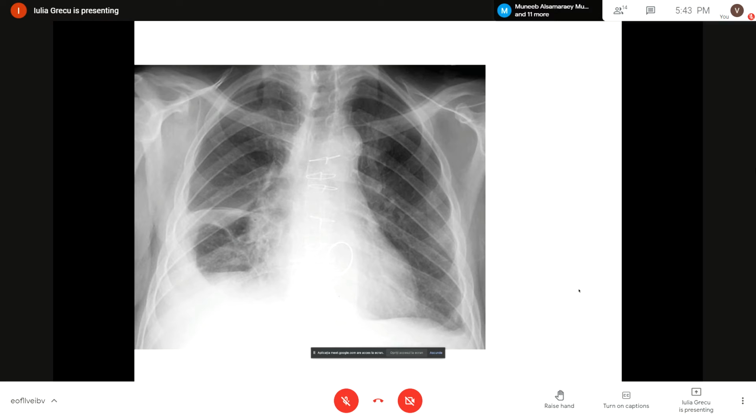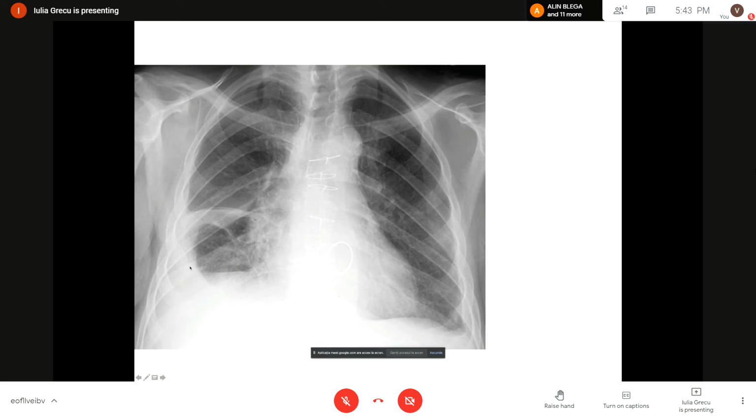Maybe it's a right side pleural effusion. Okay, I think most certainly there is a right-sided pleural effusion. Why do you say that? You have to be more convincing. You have to sell your arguments. Because it's very bright. It looks like it's filled with liquid.